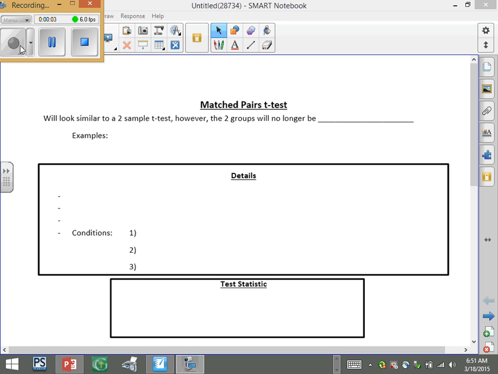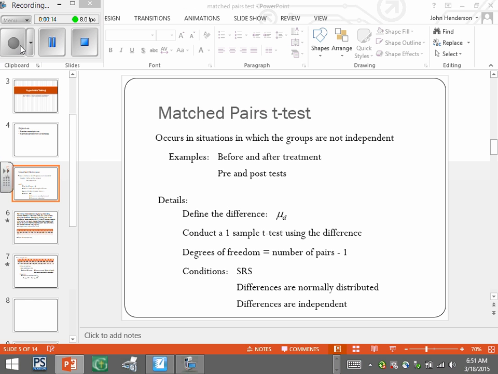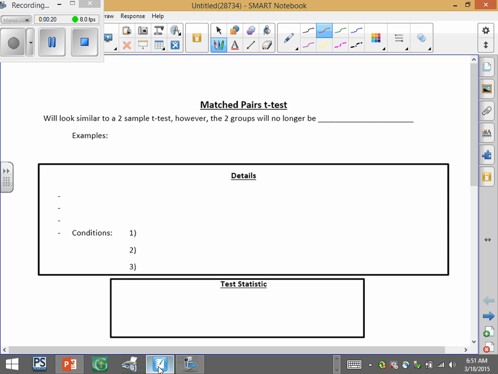All right, so this type of testing, we do what's called matched pair testing. It's going to look similar to a two-sample t-test. However, the two groups are no longer independent of each other. So what you're going to see is there's still this idea of independence, but basically each individual or each observation is in both groups. So it's pretty easy to spot a matched pair.